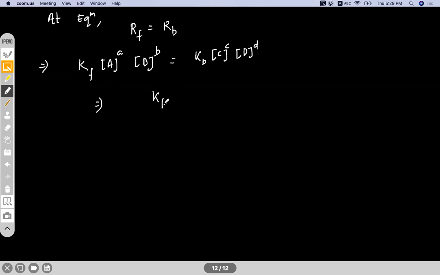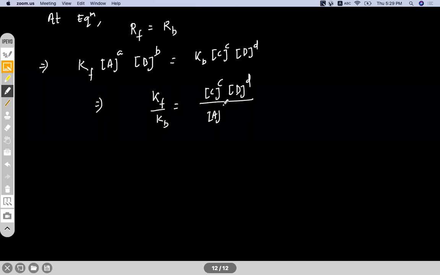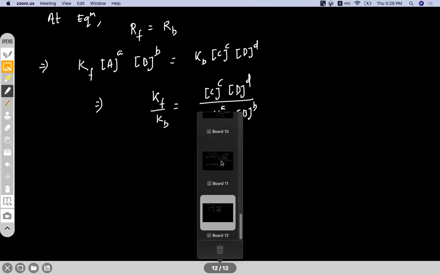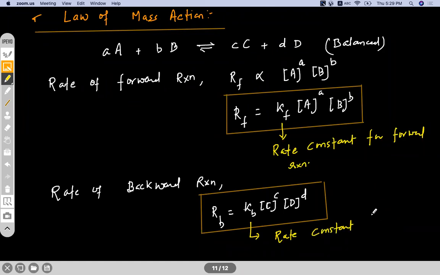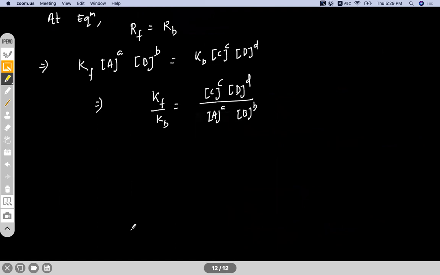So what is KF by KB? It is concentration of C to the power c, concentration of D to the power d, over concentration of A to the power a, concentration of B to the power b. This KB is the rate constant, not the equilibrium constant; it is the rate constant for backward reaction. Copy this down. And then we have this ratio of KF and KB, this is the equilibrium constant Kc.